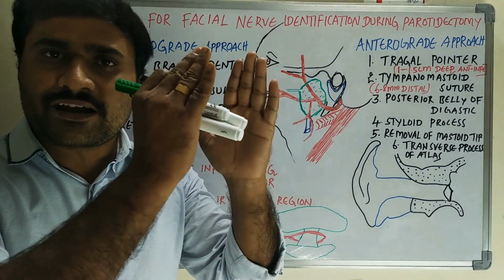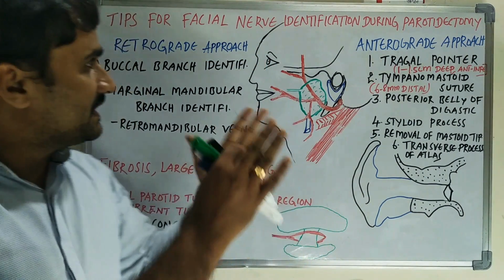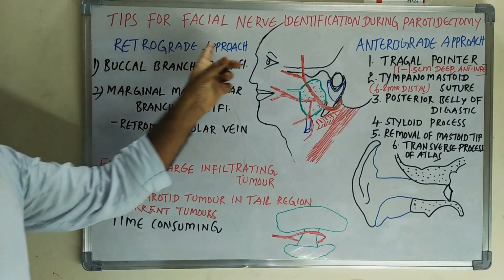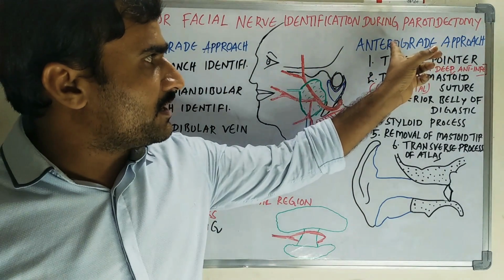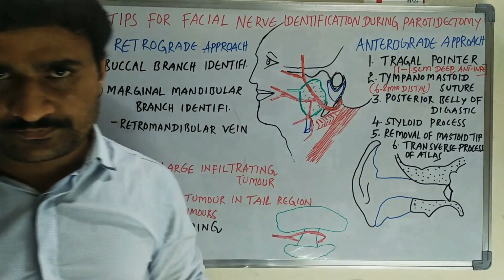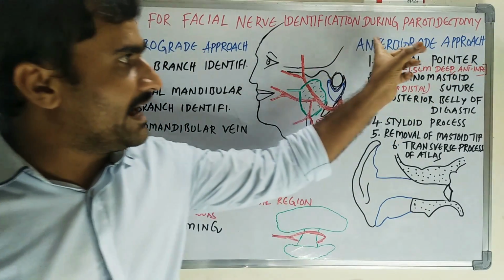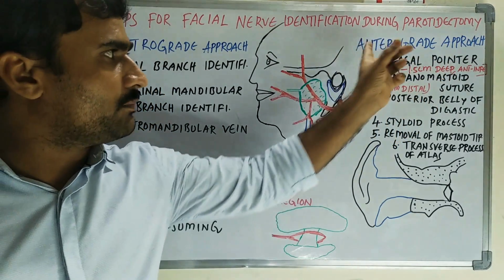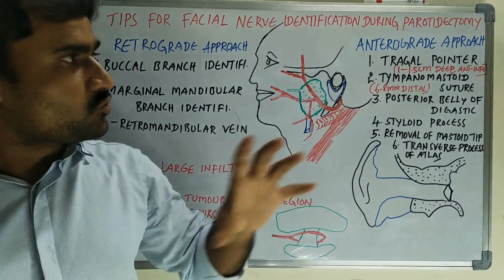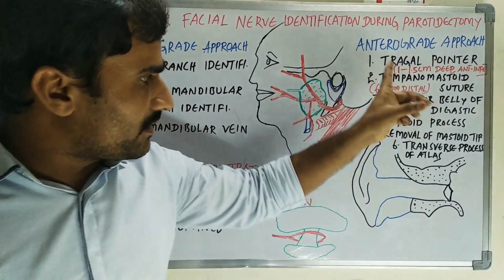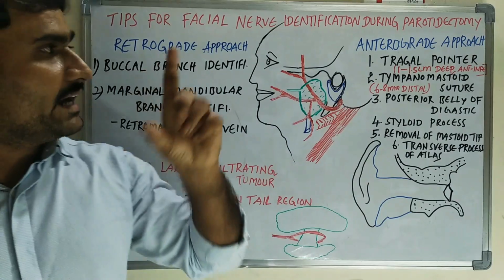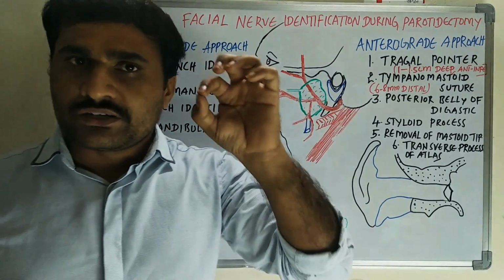So, basically there are two methods for identification of the facial nerve during parotidectomy. The first one is called the retrograde approach and the second one is called the anterograde approach. First we will discuss the anterograde approach because this is the conventional approach and most commonly used. Right? So, in this approach, there are almost 6 landmarks based on which you should identify the facial nerve trunk.